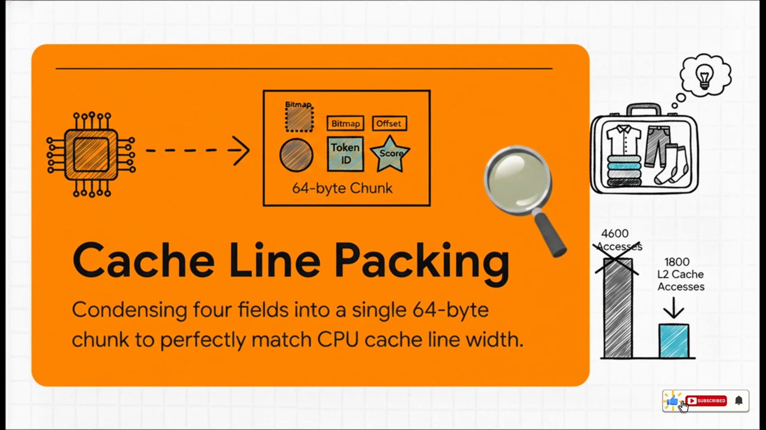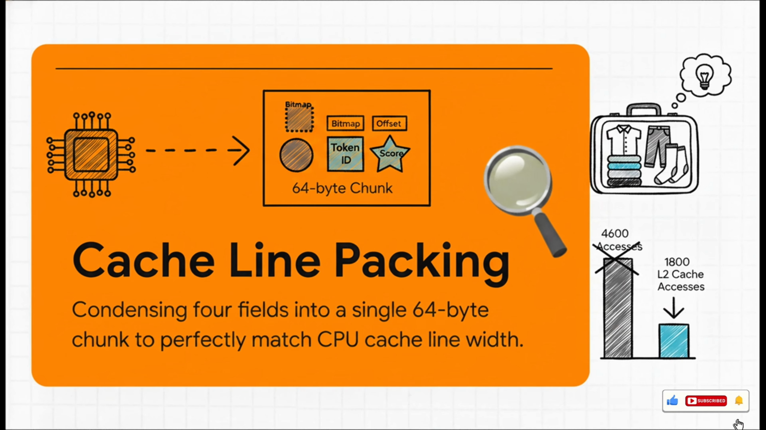Step 2 was cache line packing. See, the double array trie still required 2 dependent array loads per step. The Perplexity engineers thought, hey, what if we can grab everything we need in one single hardware motion? So they replaced the check array with a highly efficient 32-byte bitmap. Then they took that bitmap, the base offset, the token ID, and the score, and packed them all perfectly into a single 64-byte chunk. Now, why 64 bytes? Because that exactly matches the width of a standard CPU cache line.